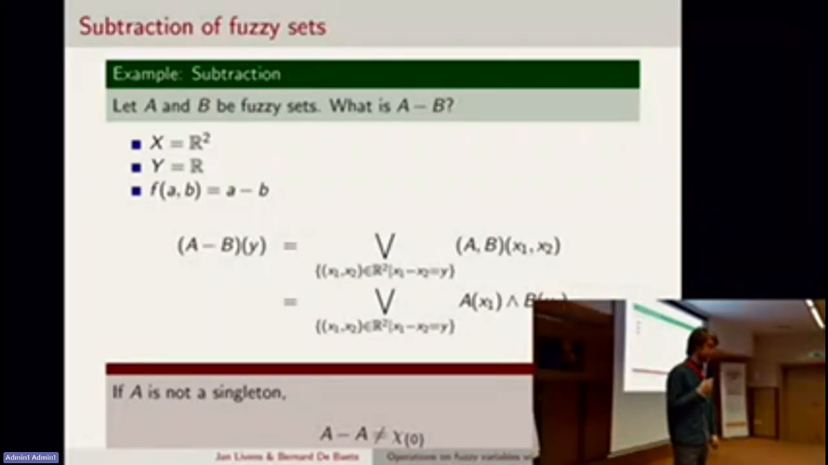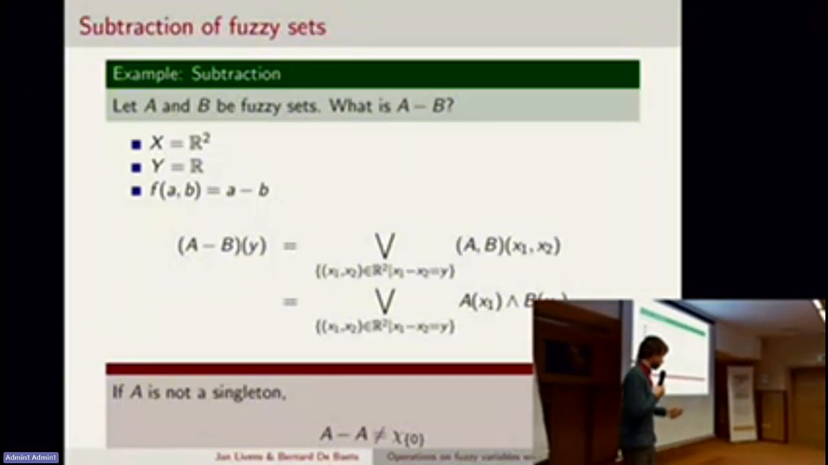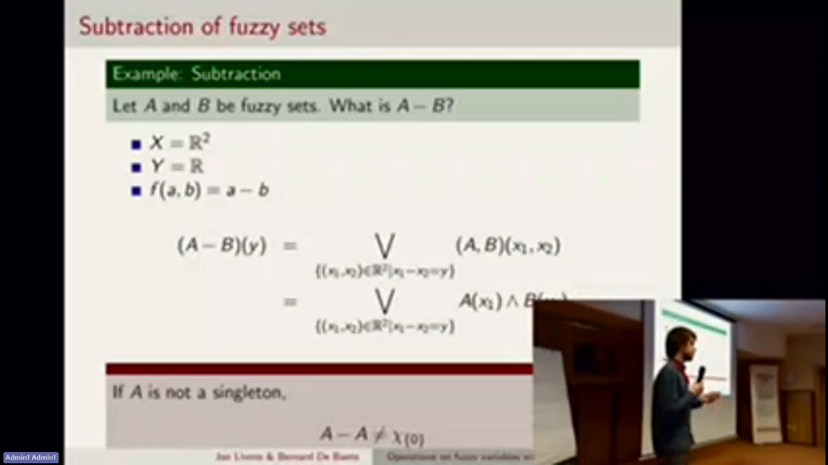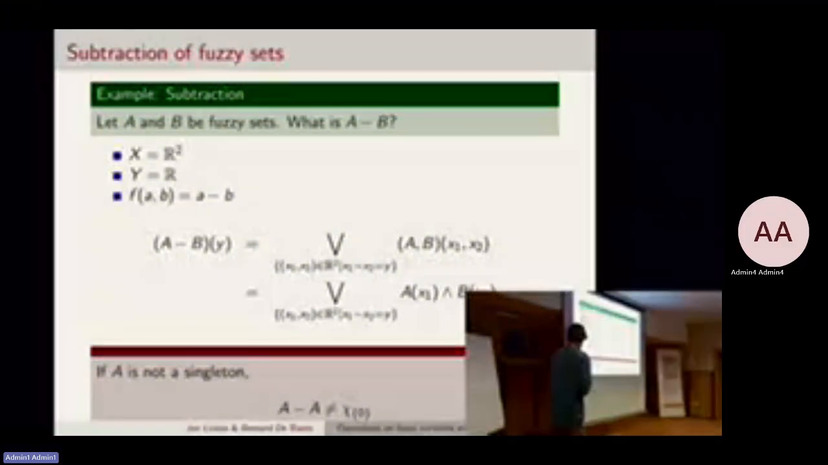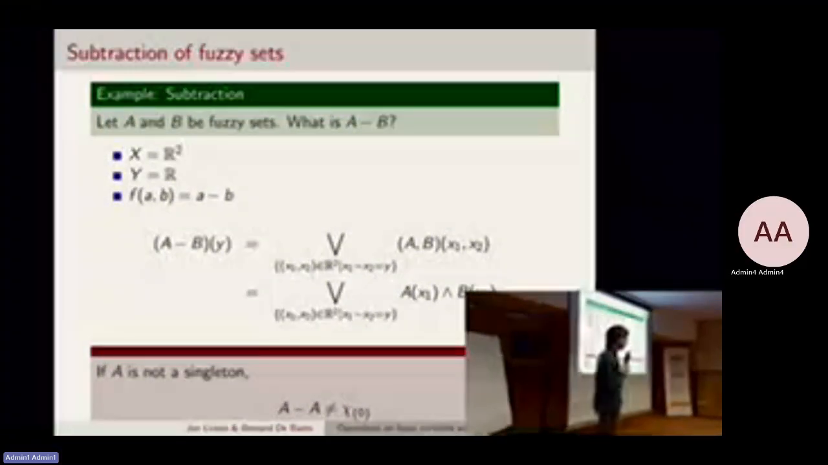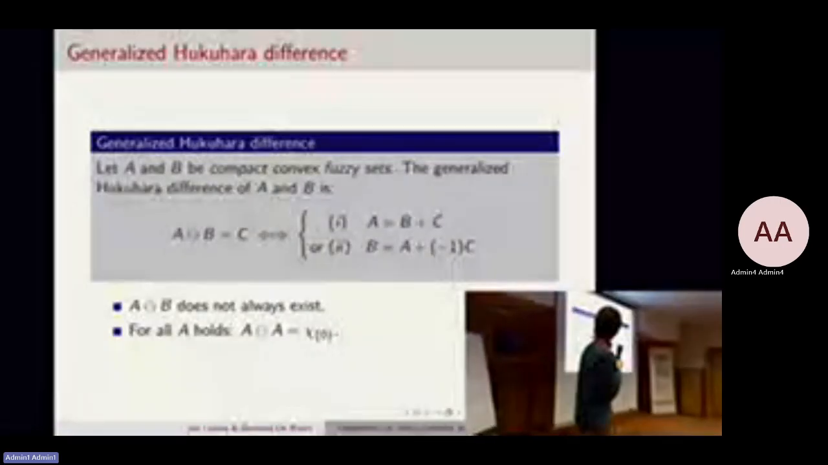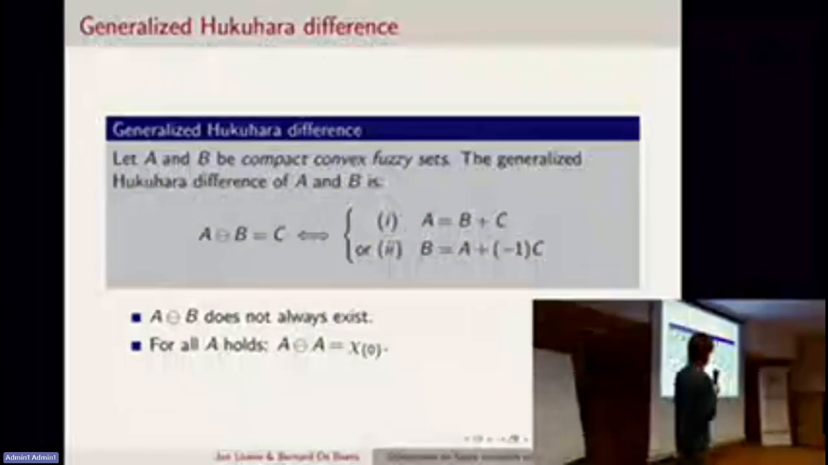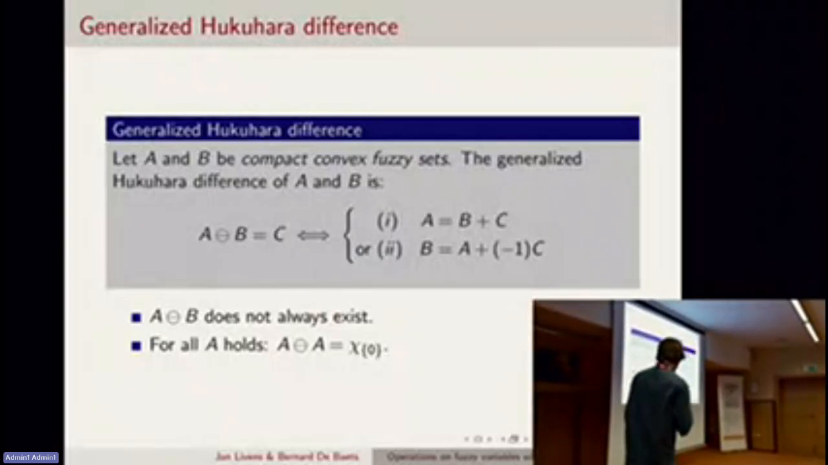Now this observation has been made before by multiple others, and some have implemented a new way of subtracting fuzzy sets to get this desired result. One of them I will go into great detail, which is the generalized Hukuhara difference, which tries to solve this issue by getting quite explicit in inverting the addition.